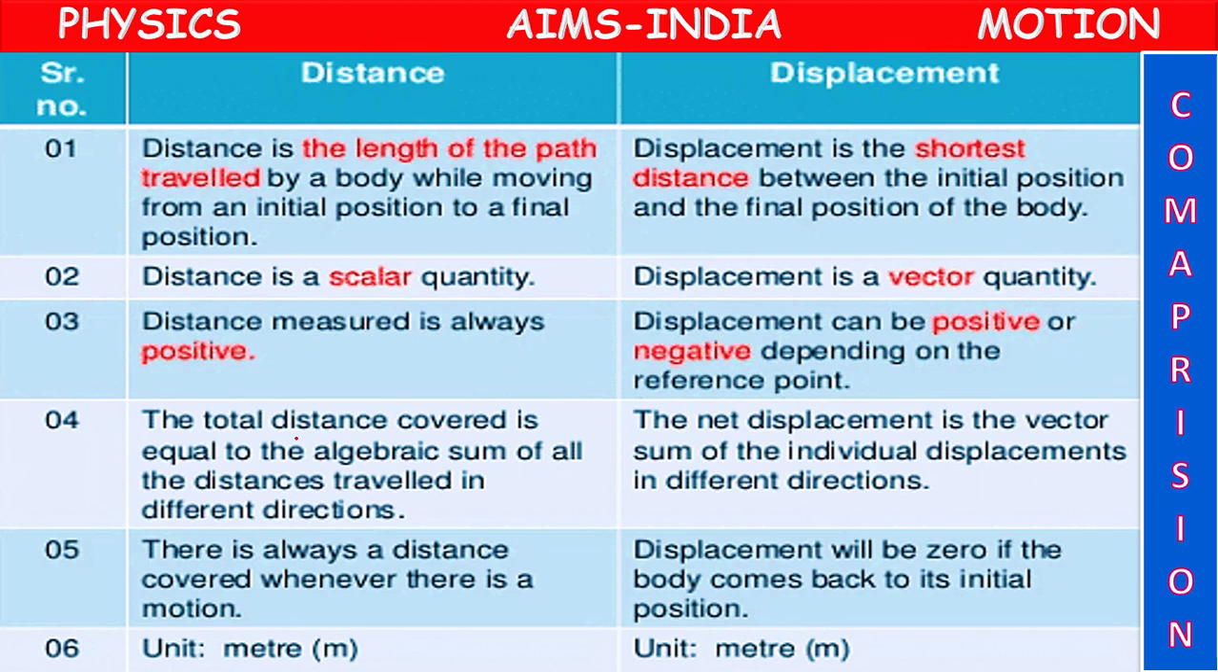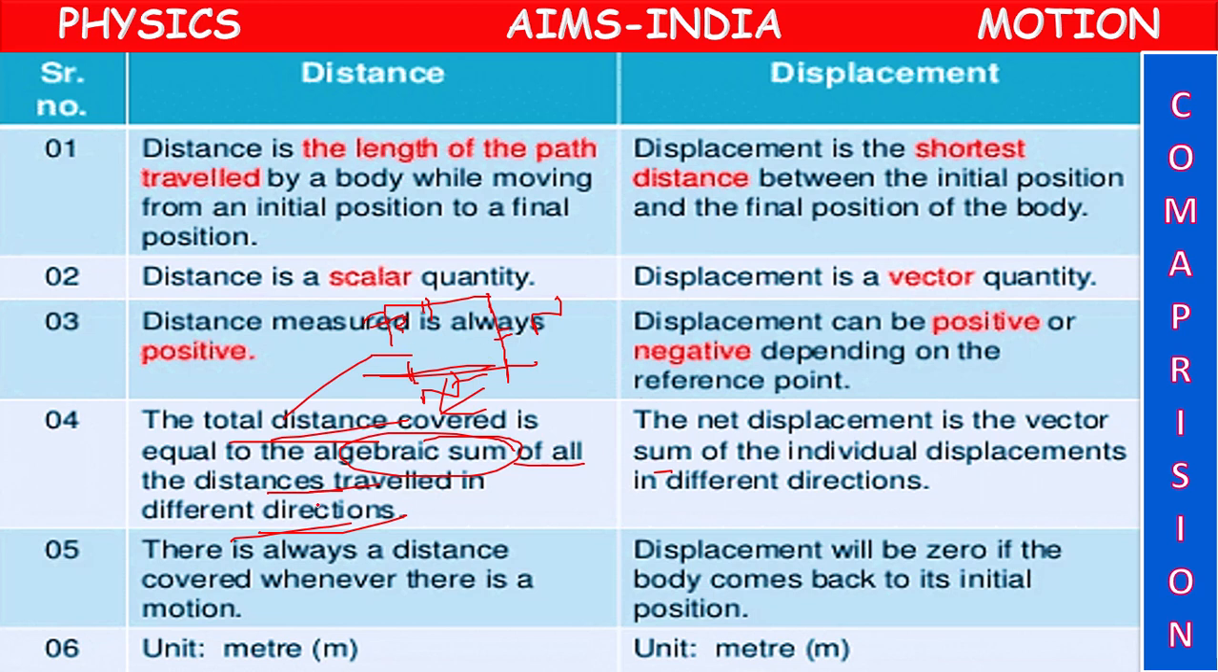So total distance means sum of all distances in different directions. First they went north, next east, then north, east, north, next they went west, next they came down south. In this direction how much? Here how much? Total we have to add. That algebraic sum is called distance. Distance in different directions, all sum we have to take.